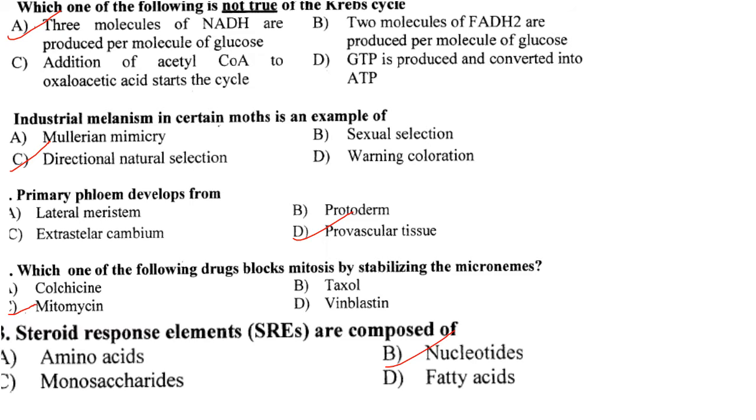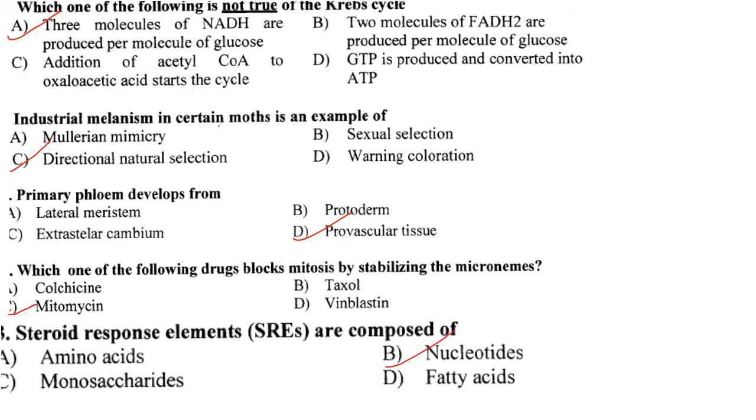So Krebs cycle, 3 molecules of NADH are produced per molecule of glucose. Addition of acetyl-CoA to oxaloacetic acid starts the cycle. 2 molecules of FADH2 are produced per molecule of glucose. GTP is produced and converted to ATP. So Krebs cycle yields 4 carbon dioxide, 6 NADH, 2 FADH2 and 2 ATPs. That is on complete oxidation of glucose molecule. So 3 molecules of NADH are produced per molecule of glucose is wrong. So option A is wrong.